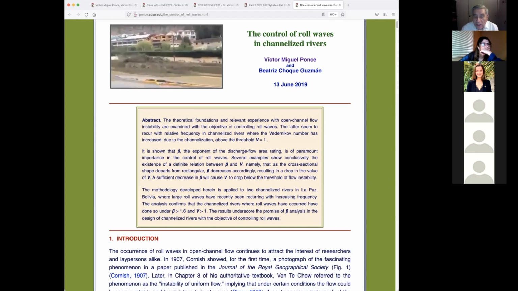Okay, we show that beta, our beta, the exponent of the discharge-flow area rating, is of paramount importance in the control of roll waves. Several examples show conclusively the existence of a definite relation between beta and the Vedernikov number. That is, as the cross-sectional shape departs from rectangular, beta decreases. And we know that. We know that for rectangular channels, beta is 5/3. For triangular channels, beta is 4/3. And for the inherently stable channel, which is an idealization, beta is equal to 1.